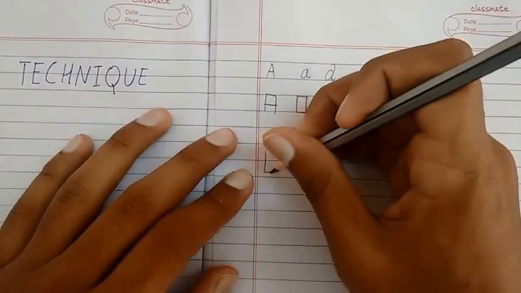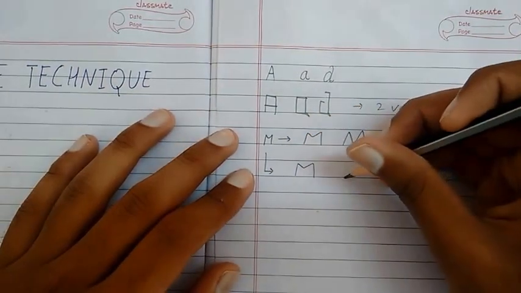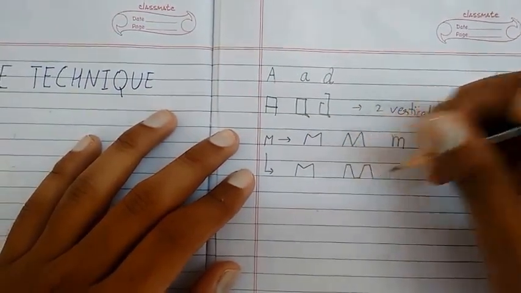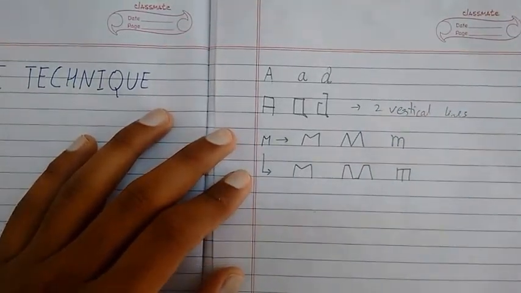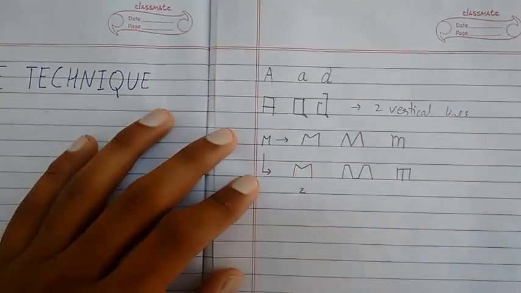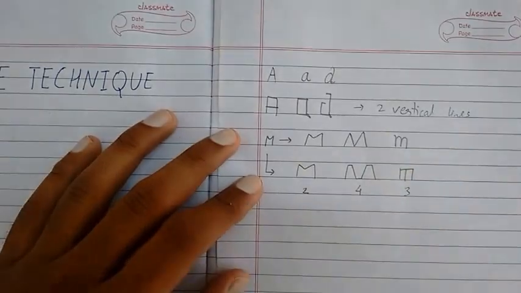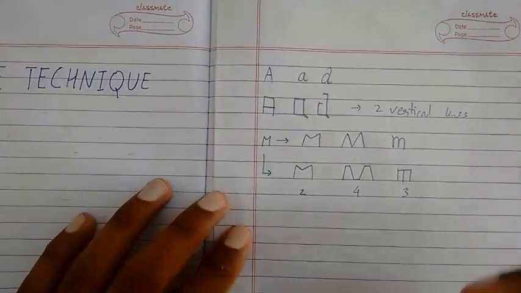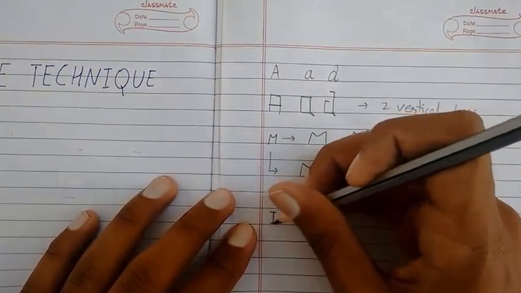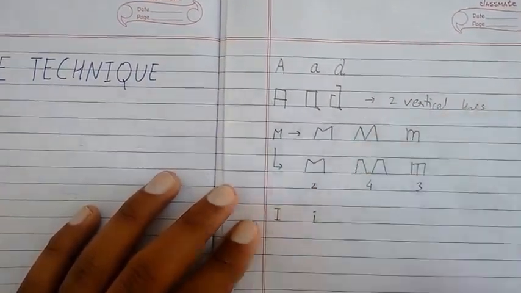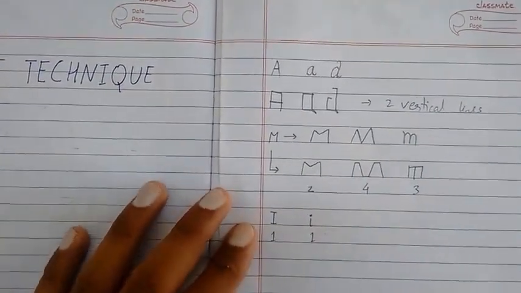Now let's move to M. M offers us some choice. We have two vertical lines here, we have four of them here, and we have three of them here. Why I'm telling you this is going to make sense later. Let's take the letter I, for example. It has only two forms, the uppercase and the lowercase, both of which have only one vertical line each.